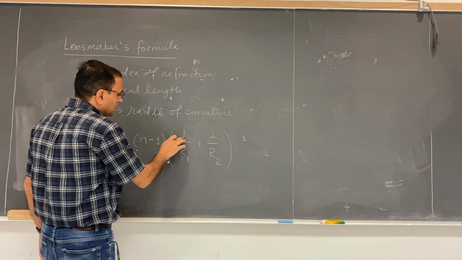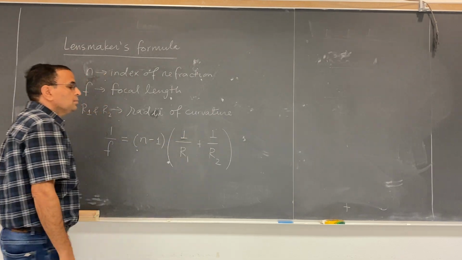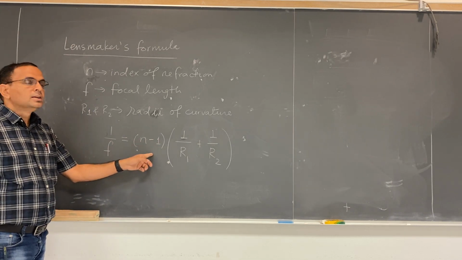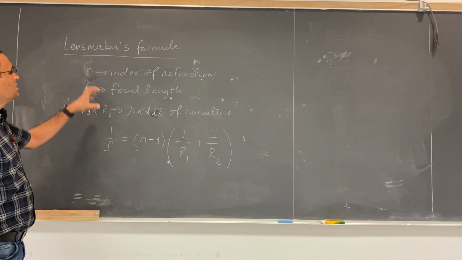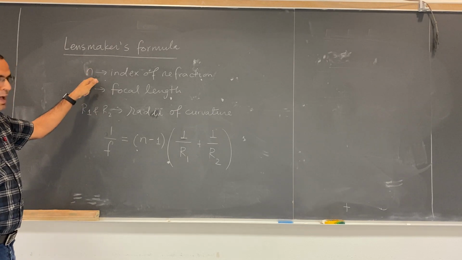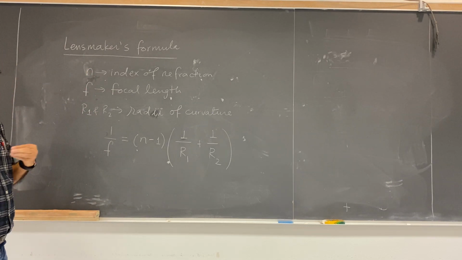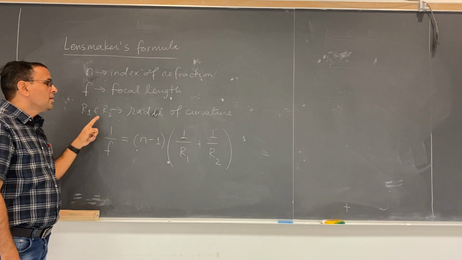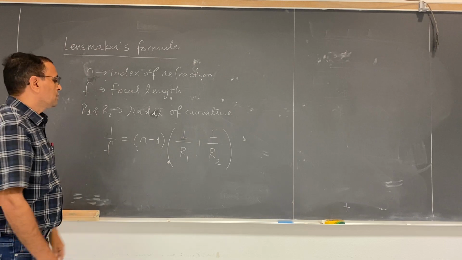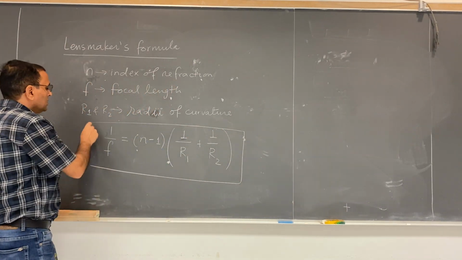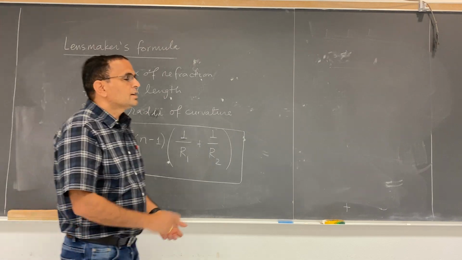So it is 1 divided by R1 plus 1 divided by R2, and you have n minus 1 here. The lens maker's formula is nothing but the relationship between the index of refraction of the glass, because the lens is made of glass, the focal length of the given lens, and the radii of curvature R1 and R2. So this formula is useful. Okay, so that's all.